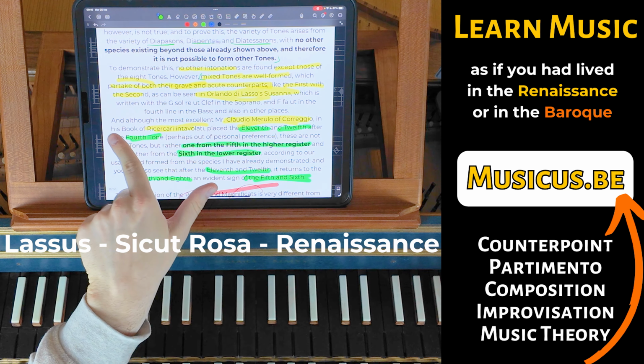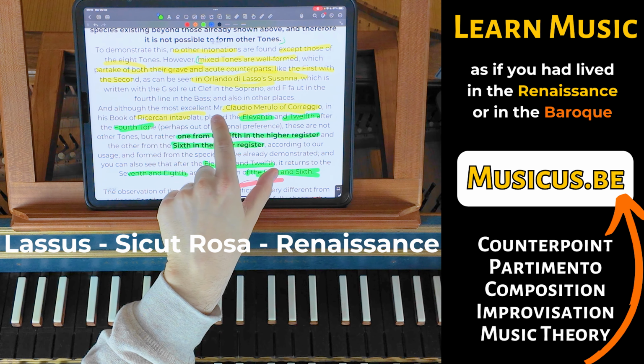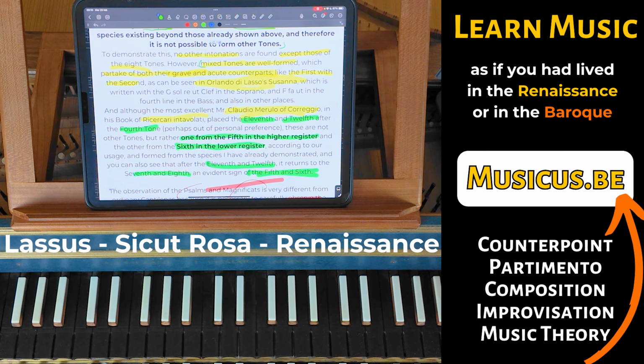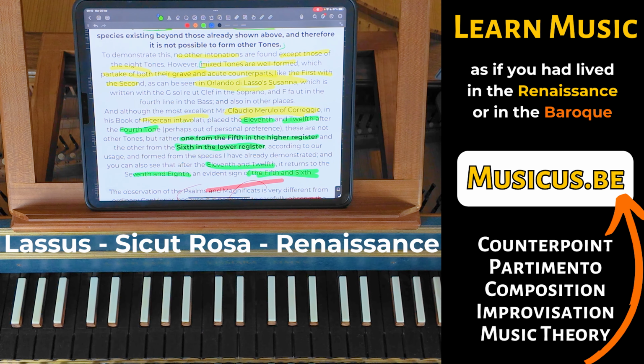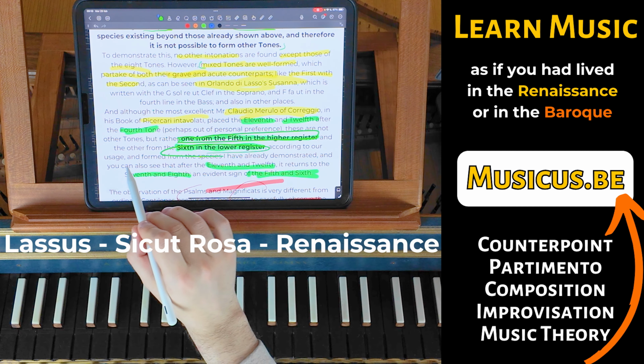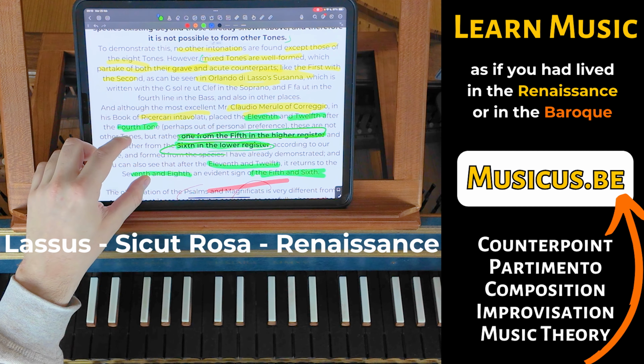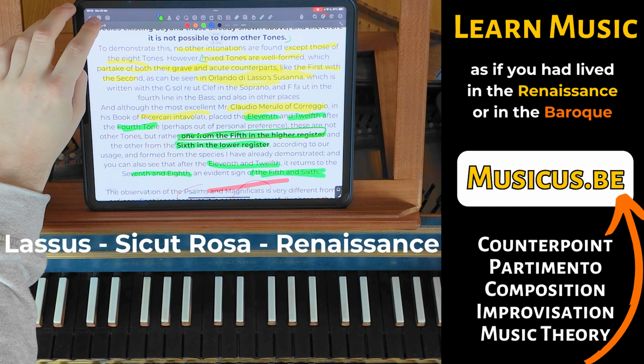Okay. And although the most excellent Mr. Claudio Merulo from Correggio, in his book Ricercare Intavolati, placed the 11th and the 12th after the 4th tones, perhaps out of personal preference, there are not other tones, but rather one from the 5th in the higher register and 6th in the lower register, according to our usage and form, formed from the species already demonstrated. You can also see that after the 11th and 12th it returns to the 7th and the 8th.